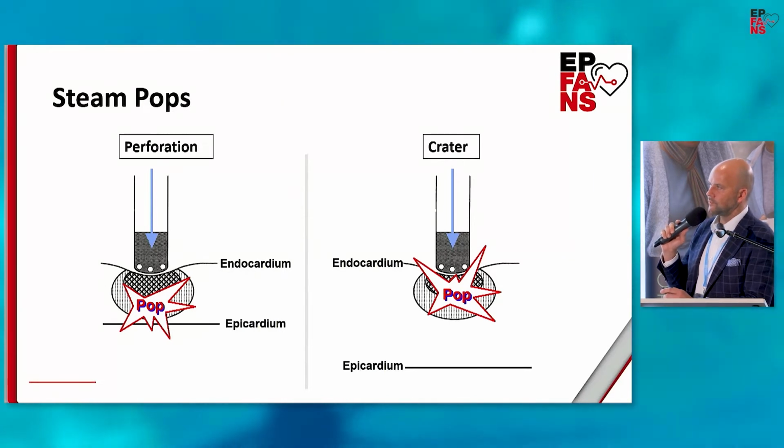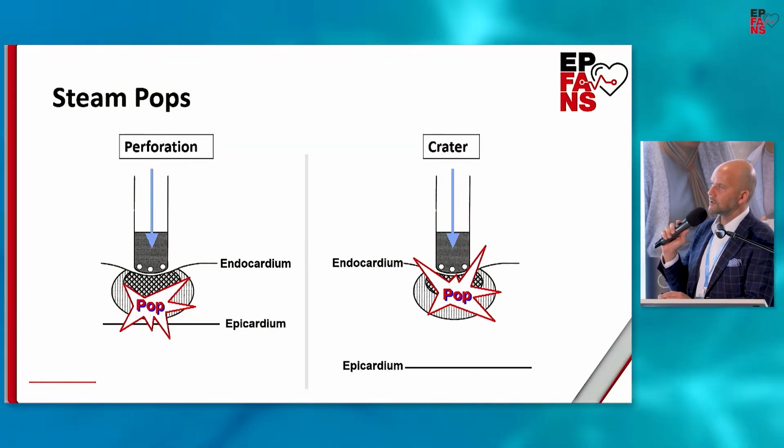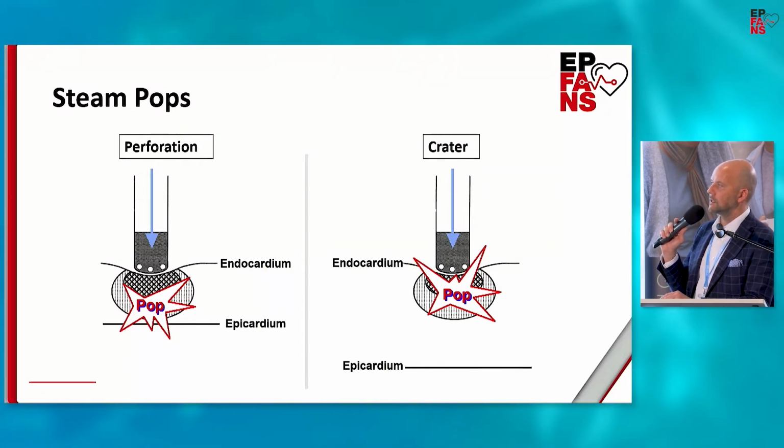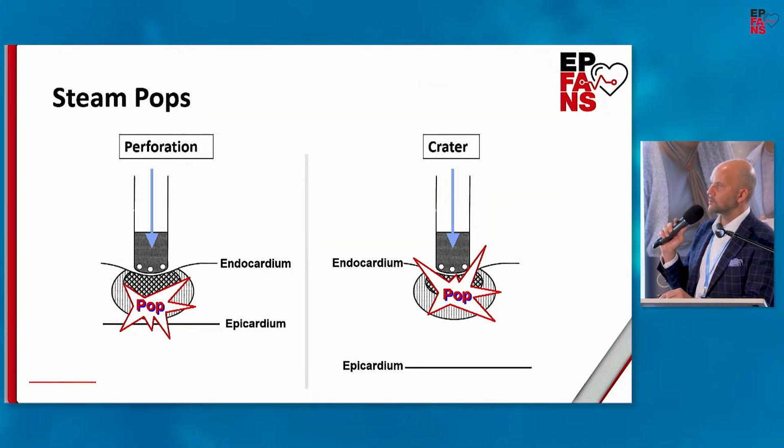Of course, the cavity where steam pop occurs really matters. In the atrium, it is more likely that it results in perforation, while in the ventricle, steam pop usually keeps the wall continuous.